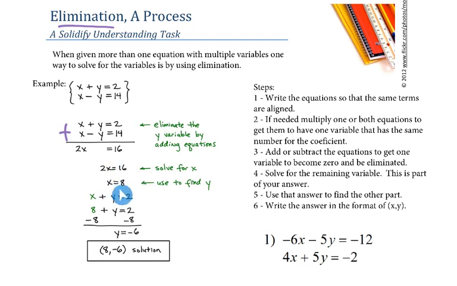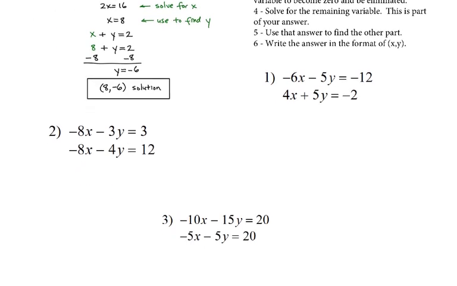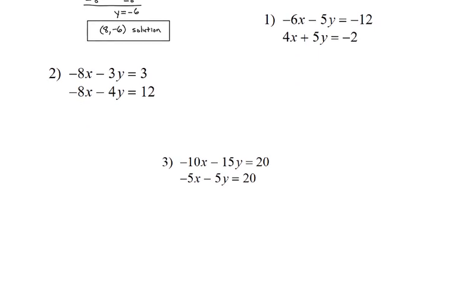Then once we find out what x is, we go back to one of these equations. Looks like they used the top one. And instead of x, we put 8 in because we know that's what it's equal to. So then I solve for y, and I get y equals negative 6, and I find that intersection point. Okay, so for elimination, first we make sure they're lined up. As we can see, they're lined up here.